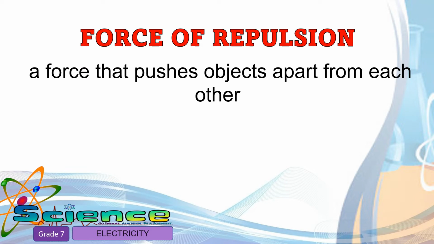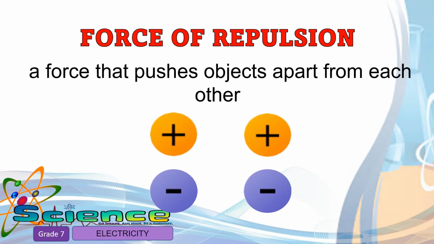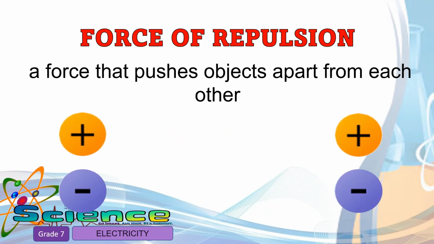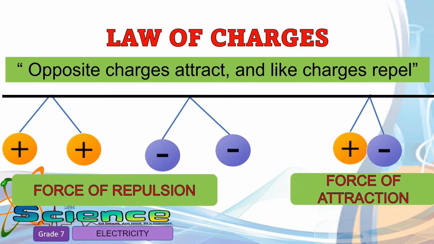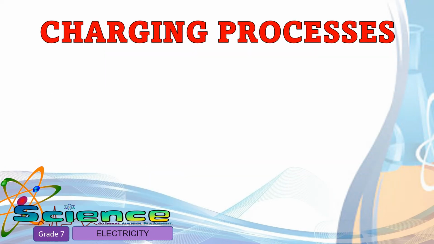Meanwhile, a force of repulsion is a force that pushes objects apart from each other. This happens between two objects that have like or the same charge. A positively charged object repels another positively charged object, and a negatively charged object repels another negatively charged object. In short, electrically charged objects or particles obey the law of charges, which states that opposite charges attract and like charges repel. Let us now talk about the different charging processes.